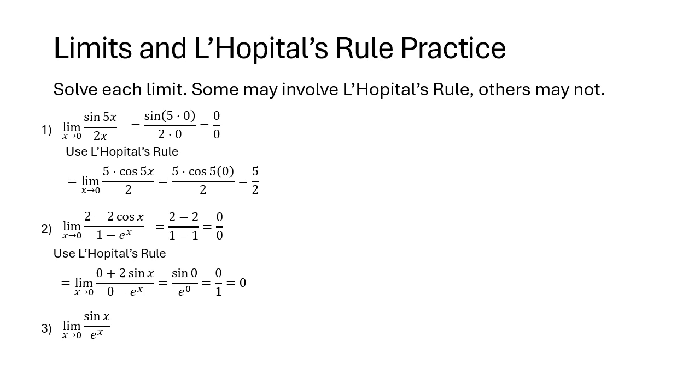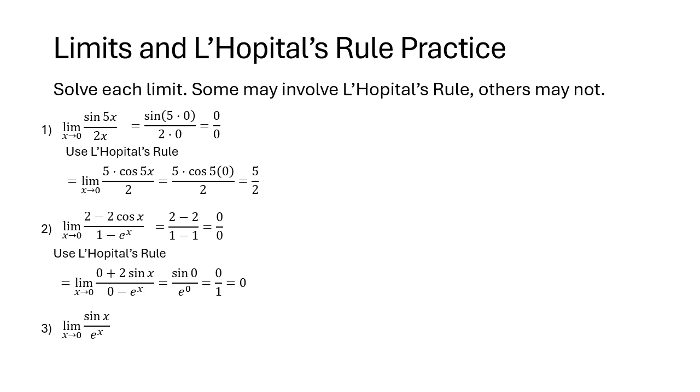So, similar to the first one, we can then use L'Hopital's rule and take the derivative of the top and the bottom. The derivative of 2 minus 2 cosine x is 0 plus 2 sine x. The derivative of cosine is negative sine, and the negative and the other negative cancel out. On the bottom, the derivative of 1 is 0, and the derivative of e to the x is itself. So, this gives us 2 sine x over e to the x, from which we can plug in 0. Sine of 0 is 0, and e to the 0 is 1. This gives us 0 divided by 1, which is 0.